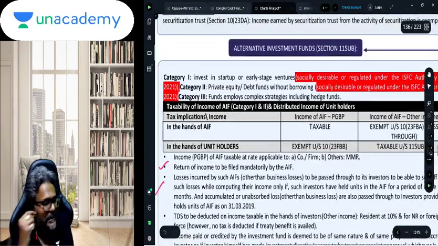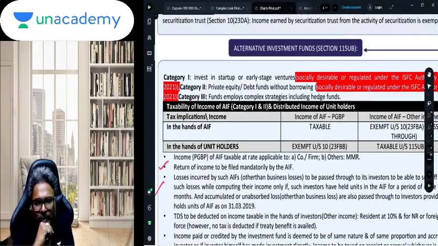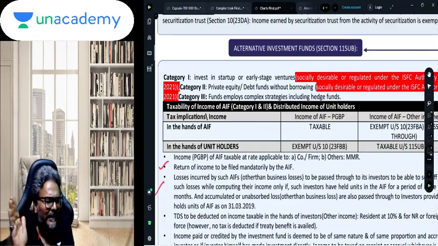Now, coming to AIF as a concept, students, be careful. AIF is of three types: category 1, category 2, and category 3. Whatever special provision there is, we are going to discuss only for AIF 1 and 2, because so far as AIF 3 is concerned, the entire income of AIF 3 is taxable only in the hands of the AIF 3.